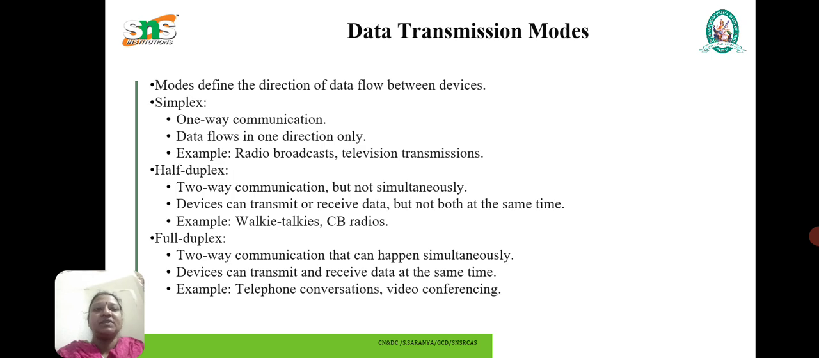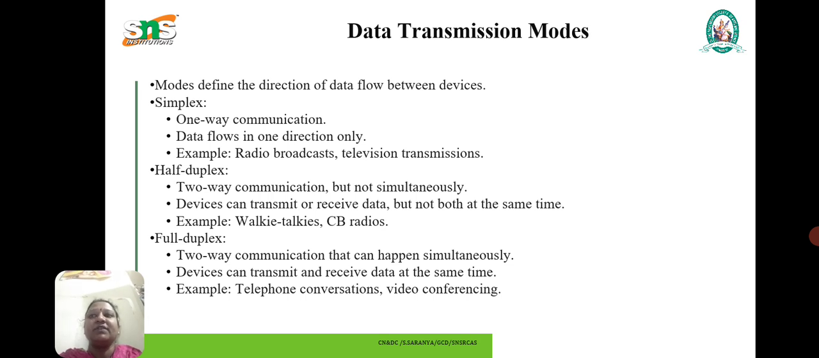Data transmission modes. A data transmission mode defines the direction of data flow between devices on a communication channel. In that we have three main modes. The first one is simplex, the second is half duplex, and the third is full duplex. Simplex is a one-way communication mode. Data flows in only one direction. A common example is radio broadcast, where a radio station transmits a signal to a large number of receivers but doesn't receive any data back.